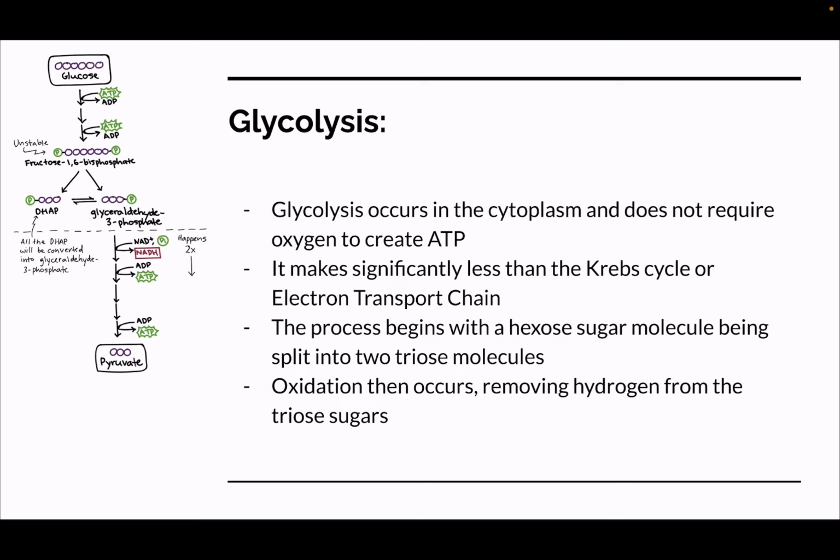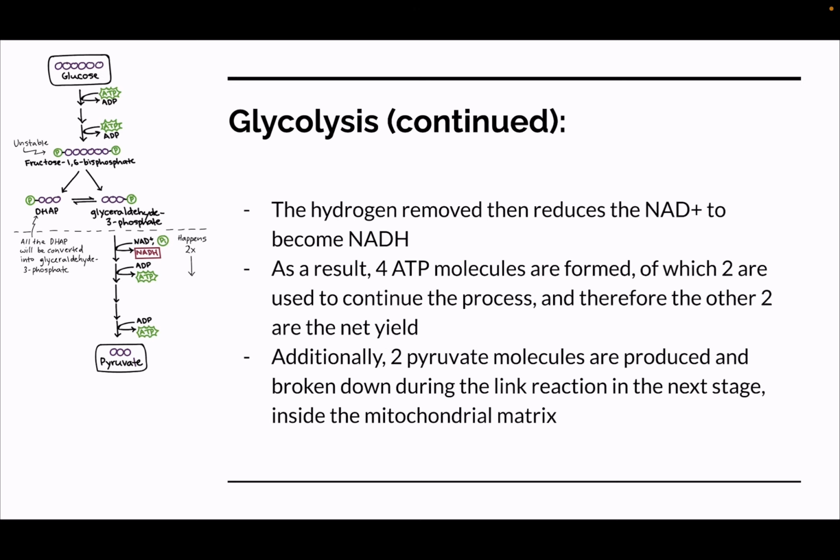oxygen. So the process begins with a hexose sugar, so 6 sugar together, and it becomes split into 2 triose molecules. Oxidation then occurs, removing hydrogen from those triose sugars, as you guys can see here on the diagram on the left. That hydrogen that's removed reduces the NAD plus to become NADH. As we said before, those are going to be important for later. And then as a result, 4 ATP molecules are formed, 2 of which are going to be used to continue the process in the Krebs cycle, and the other 2 are the net yield.